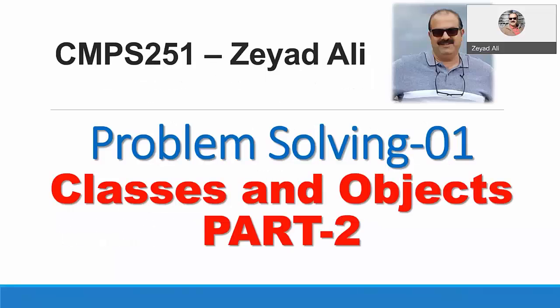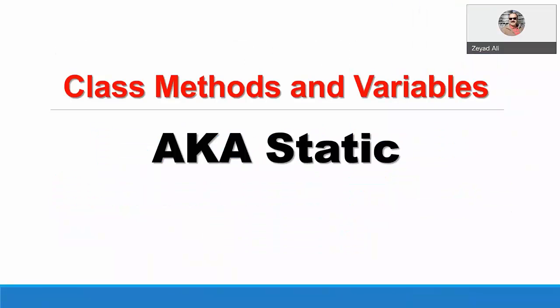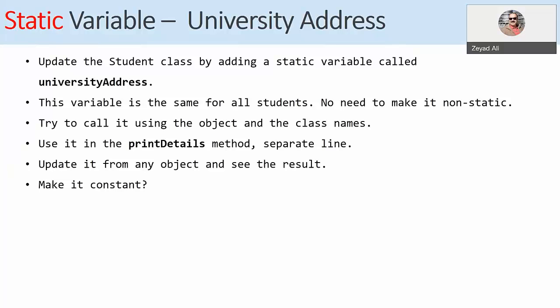In this session, we will be talking about class methods and variables, or what we call static methods and variables. What's the main difference between something that is static and something that is non-static? Static means belongs to the class, not to the objects, and can be accessed directly from the class name. No need to create an object to access a variable or a constant or even a method.